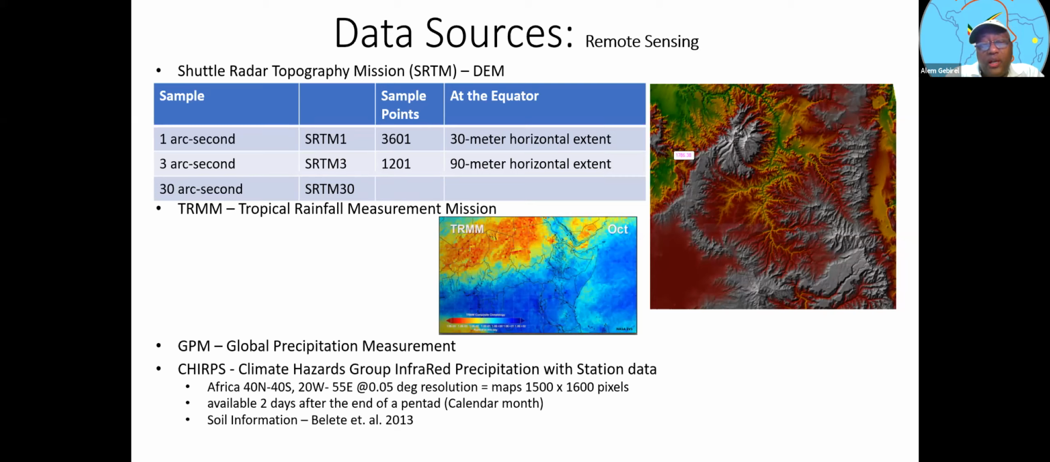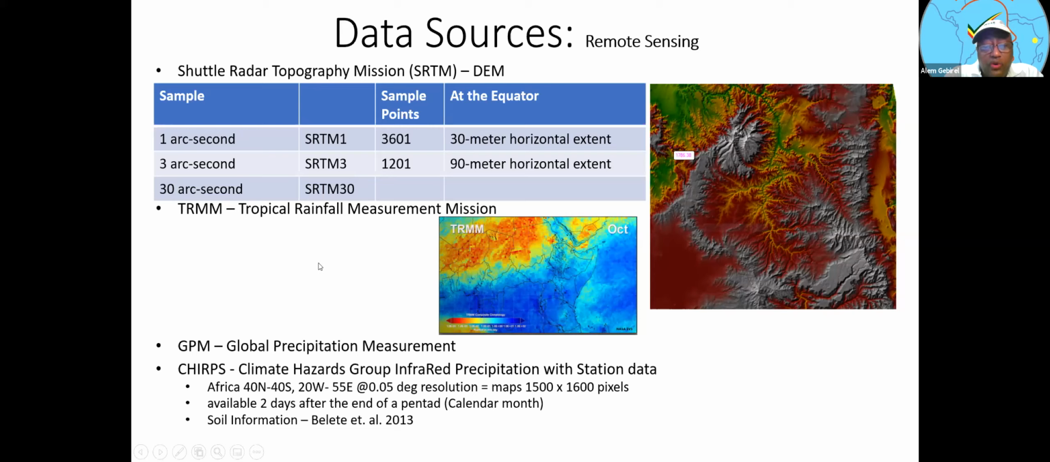We also need rainfall data. There are several rainfall datasets out there, and most of you are familiar with them. TRMM is one of them. The other one is GPM. The other one is CHIRPS, the Climate Hazards Group InfraRed Precipitation with Station data. There is some adjustment with on-ground station data in that one. That's mostly what's used for African conditions.